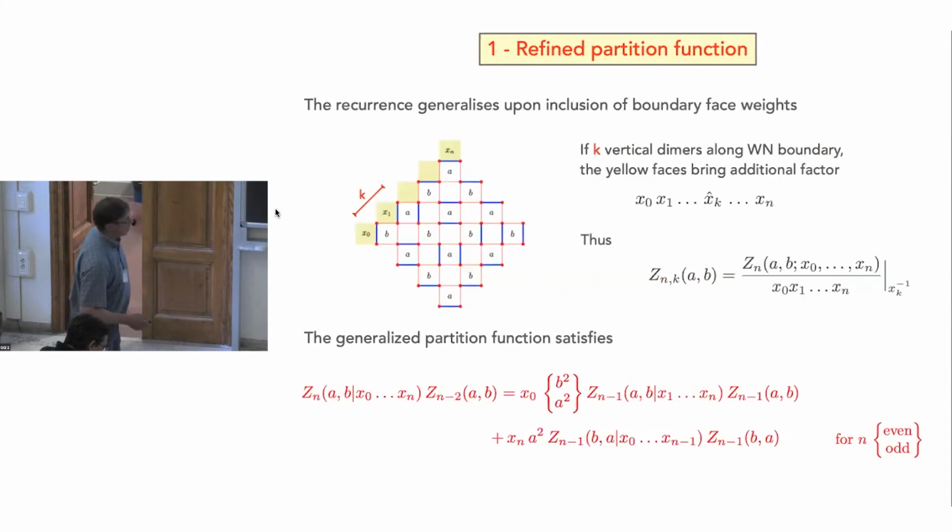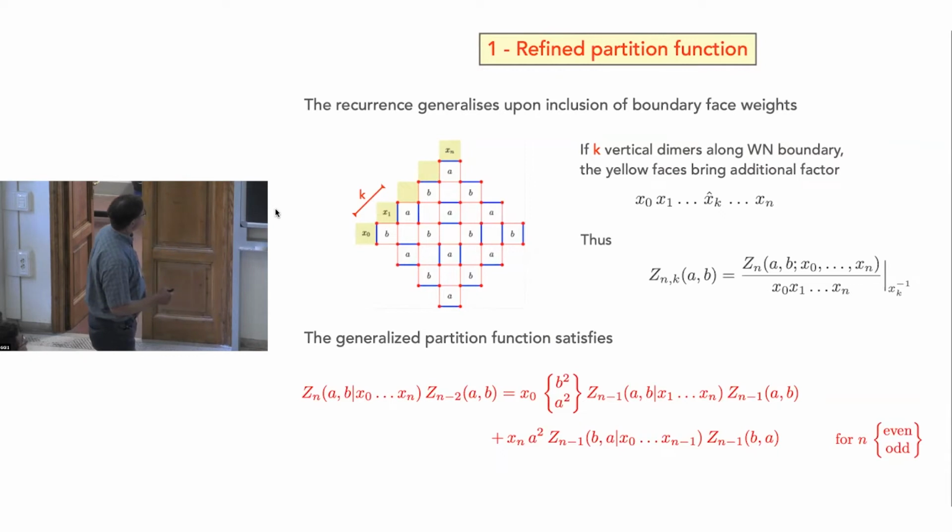Now, what we want is the refined partition function. So we have to be able to compute the partition function when you fix the number of vertical dimers on the left boundary. So it turns out that Kuo's recurrence also holds if you include boundary phases with weights x0, x1 up to xn. And the corresponding partition function I denoted by this, the NAB, and then those x variables.